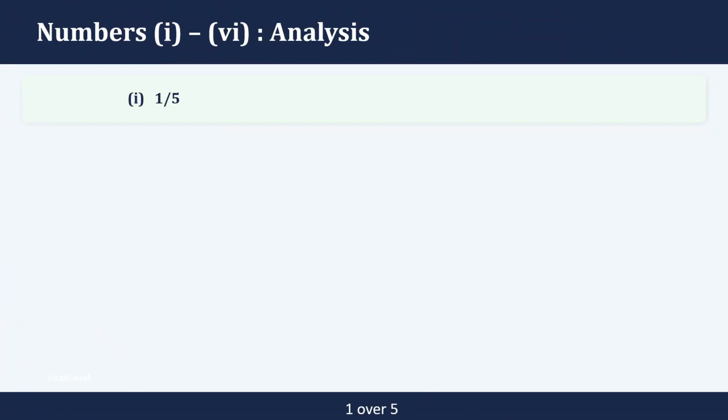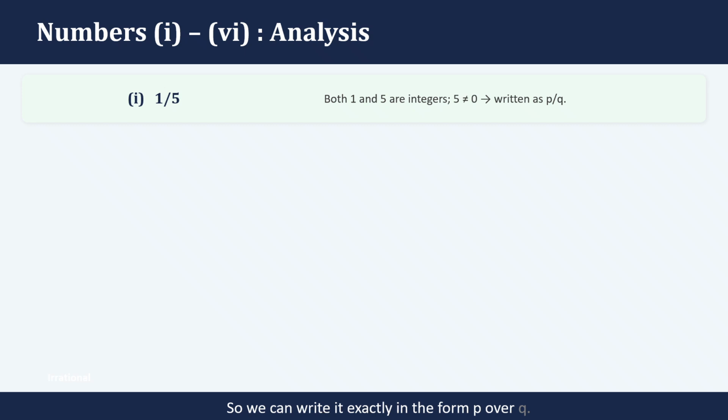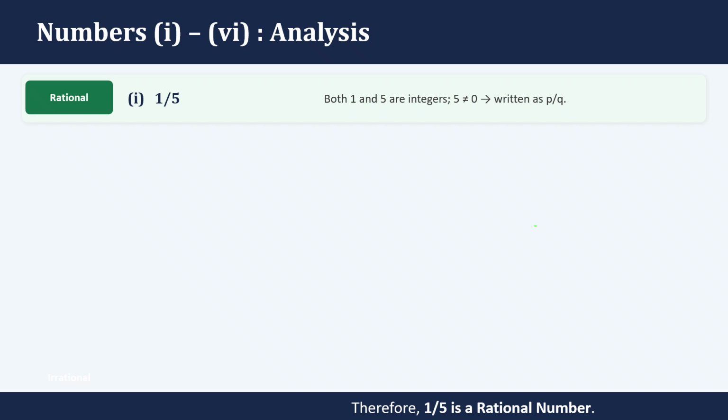1 over 5. Look at 1 over 5. The numerator is 1, that is an integer. The denominator is 5, also an integer, and 5 is definitely not 0. So we can write it exactly in the form p over q. Therefore, 1/5 is a rational number.